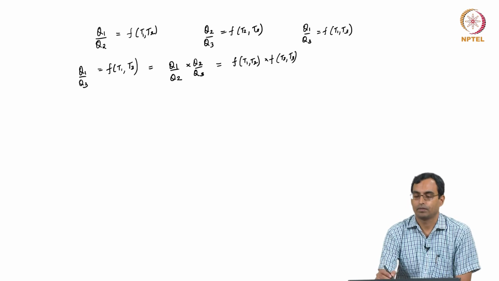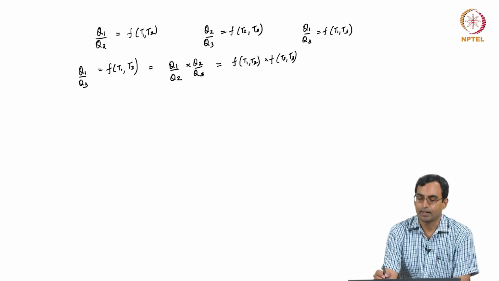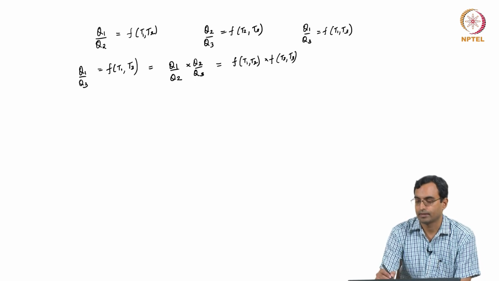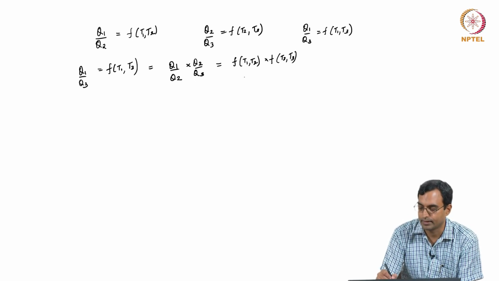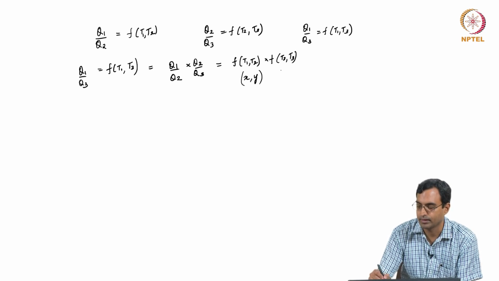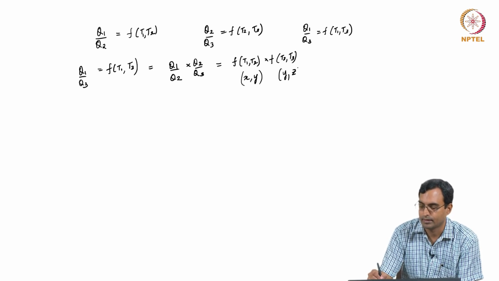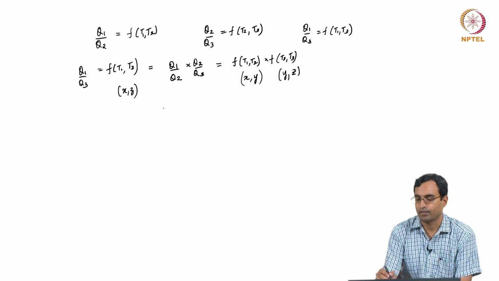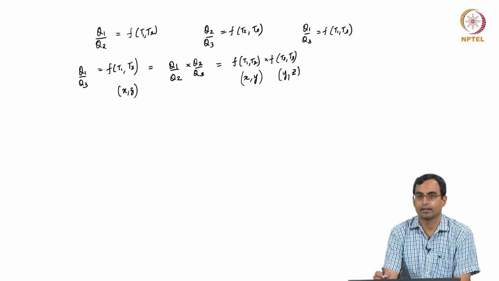So, I have two functions which I multiply. If I multiply these, I should get a function of only 1 and 3. So, for example, if I call these x, y and z, I have some function of x and y, some function of y and z, and this is some function of x and z. Essentially, if I multiply these two, the y's should cancel out.